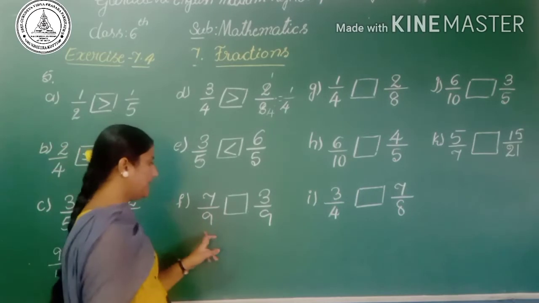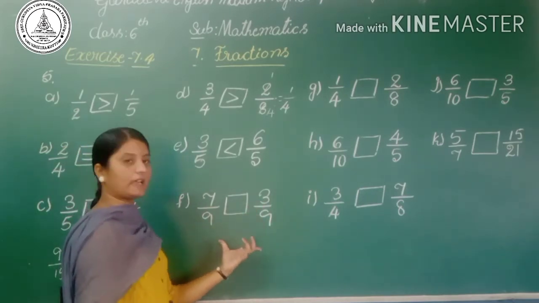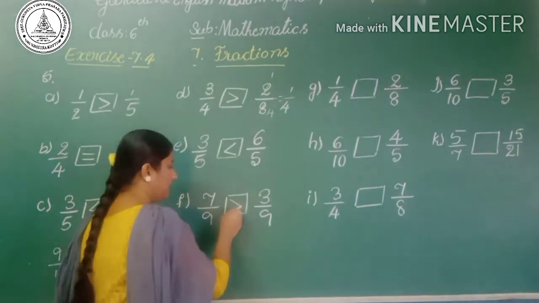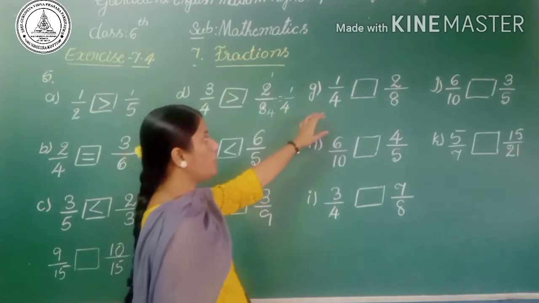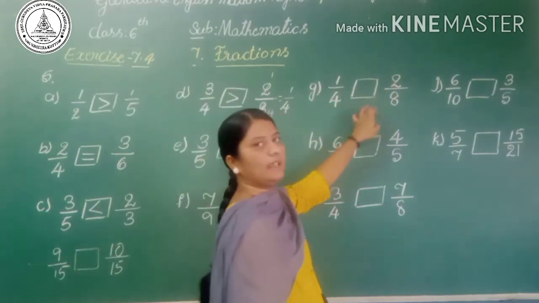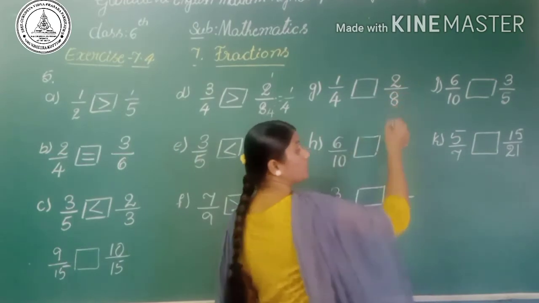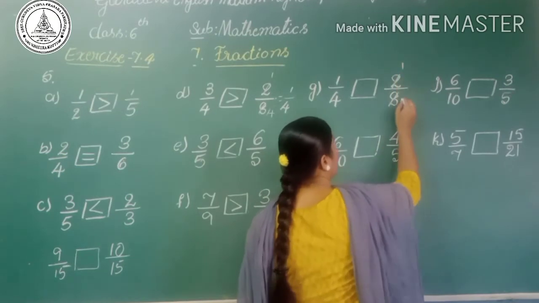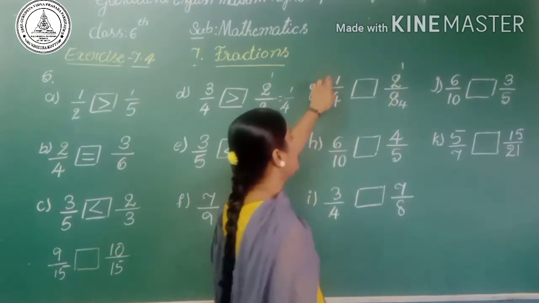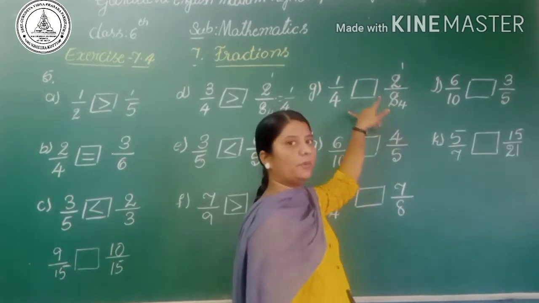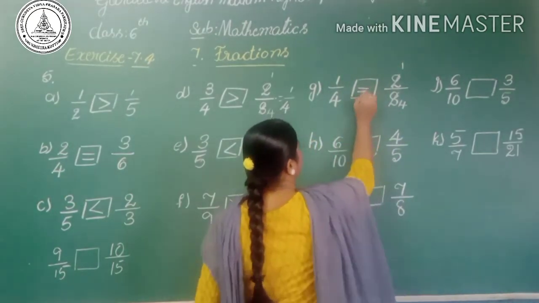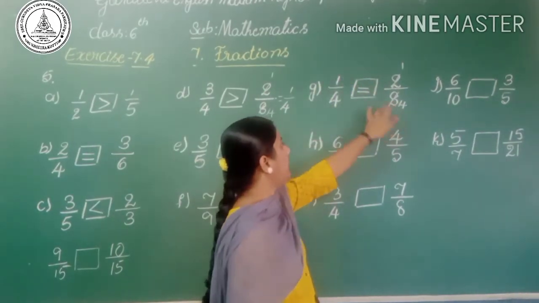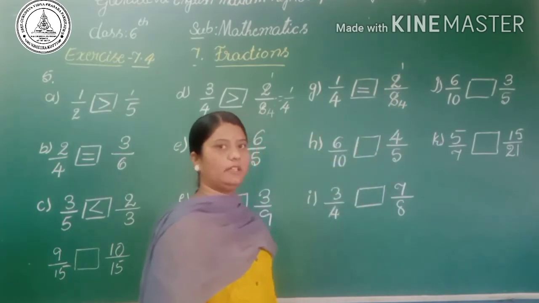Okay. Then 7 by 9 and 3 by 9. These two are like fractions, and the greater numerator is 7, so it is the greater fraction. Then the next question, 1 by 4 and 2 by 8. As you can see, 2 by 8 is not in the simplest form. Just cancel it and write it in the simplest form. 2 ones are 2, 2 fours are 8. So it will become 1 by 4 and 1 by 4. Both these fractions are equal. Or else you can also do cross multiplication. 1 eight is 8, 4 twos are 8. Then these two fractions are equal.